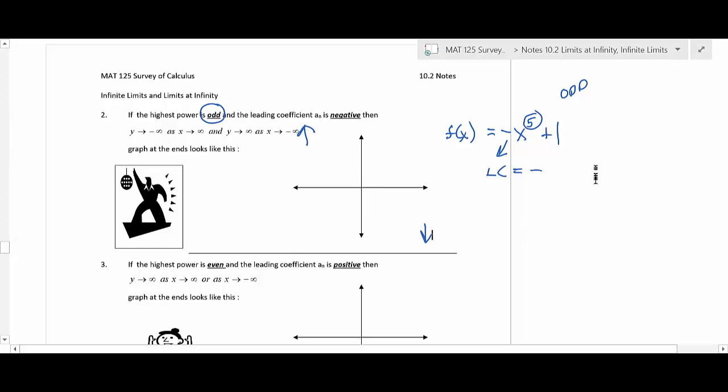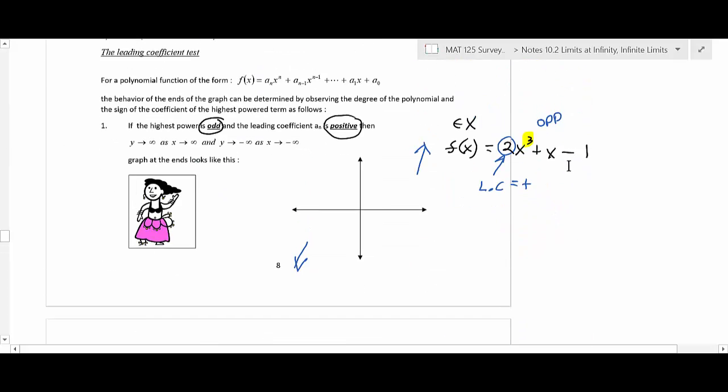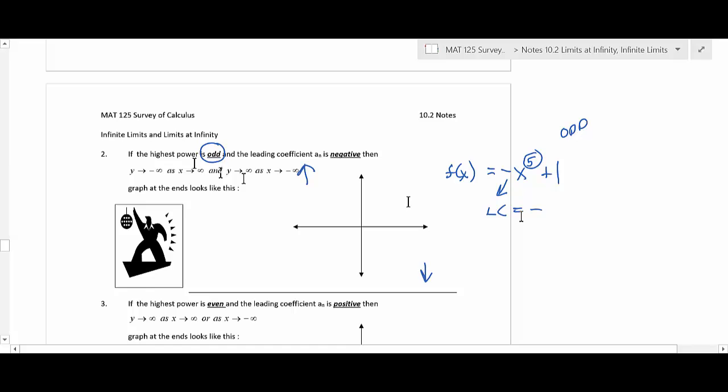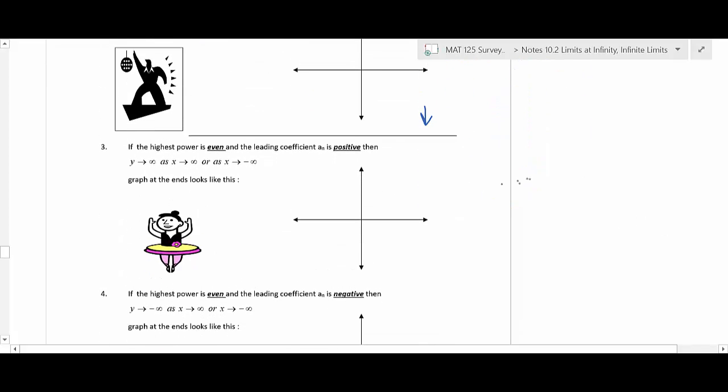Okay? What was the first one again? Like this. What you're looking at is that the highest power is odd, and the number in front of that highest power is positive. So it goes like that dancer. The second one I was just doing is like this. Only thing is it's reflected, like that.